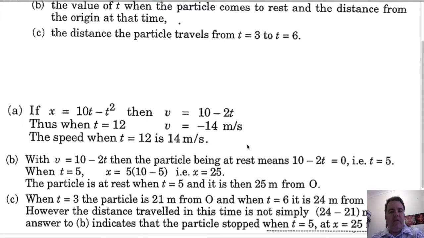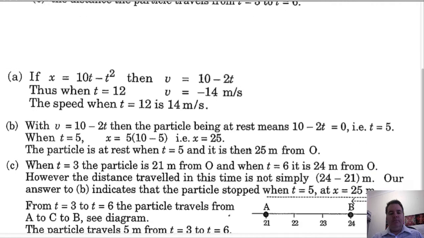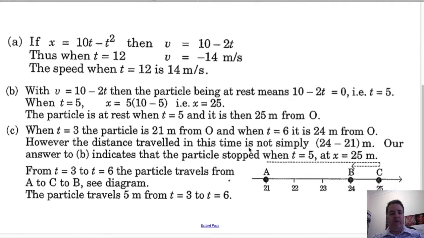Last question, the distance the particle travels from t equals 3 to t equals 6. Well, you know how to do this. We've talked about integration in this one. So let's go through the answer. The distance between t equals 3 and t equals 6. When t equals 3, if you substitute 3 into the original equation, we get 21. So it's sitting here at 21. When t equals 6, it is at 24 meters from O. So we substitute t equals 6 into here.